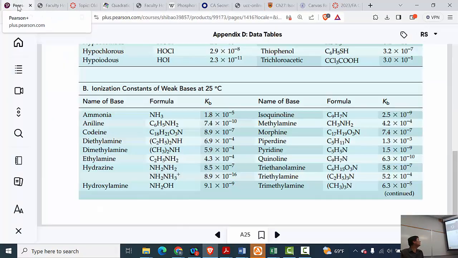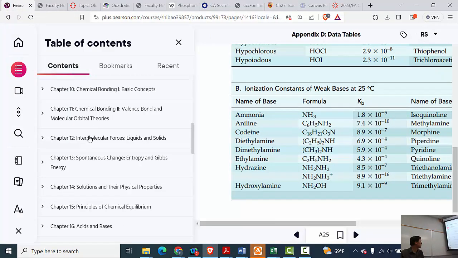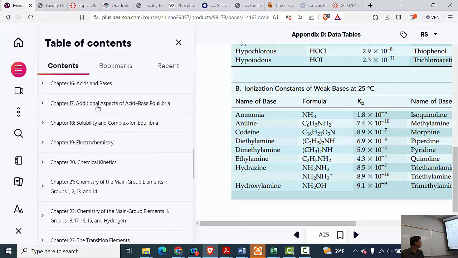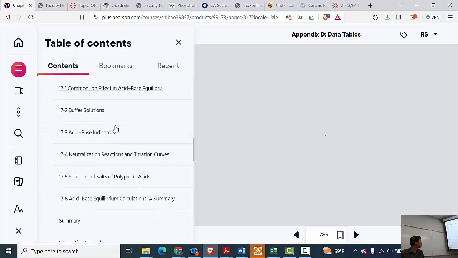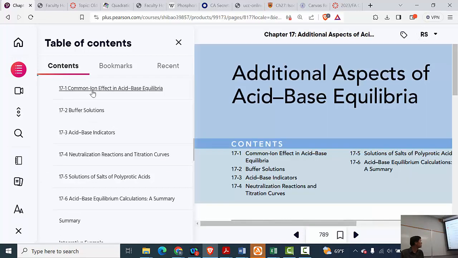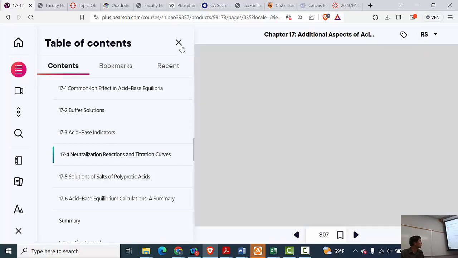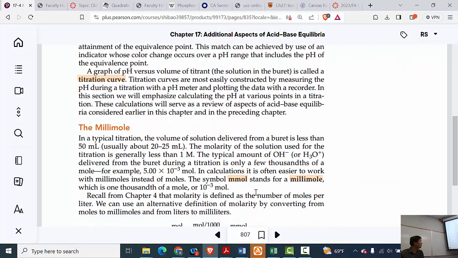So let's go back to chapter 17. Chapter 17 starts off with the common ion buffer, and then we go to, I skipped these right now, the in-depth calculations for those. And we're just looking at neutralization and titration curves. We're looking at being in the buffer region.